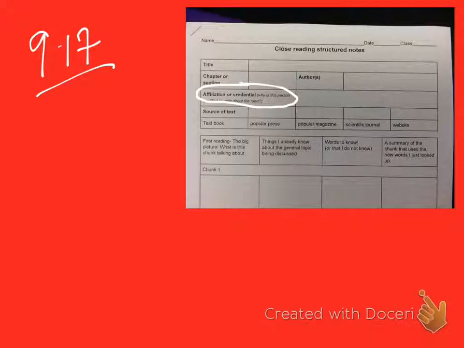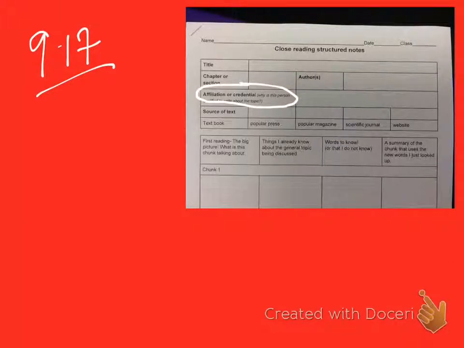Source of the text. Now, you've got options there. You could do this kind of reading with your textbook. Popular press means something that's published that gets sold in a store. The kind of book you could pick up at Walmart or Barnes & Noble or Target is a popular press book. You know, a popular magazine doesn't mean that a lot of people like it. It just means it's the same thing.